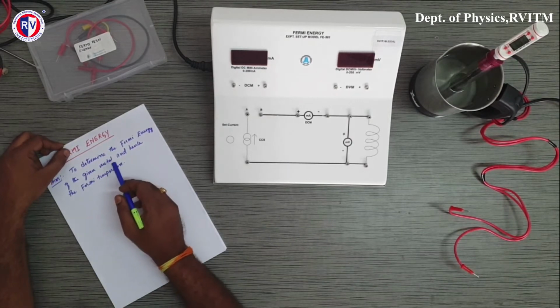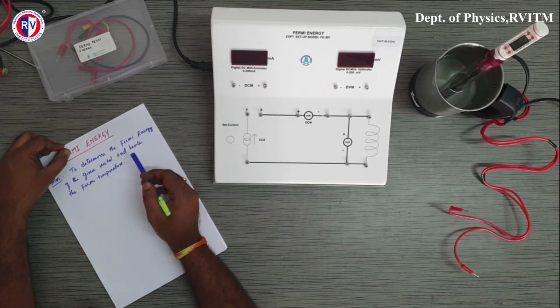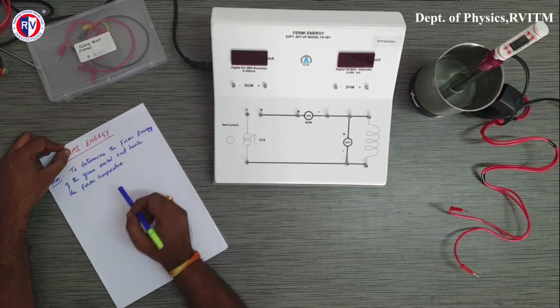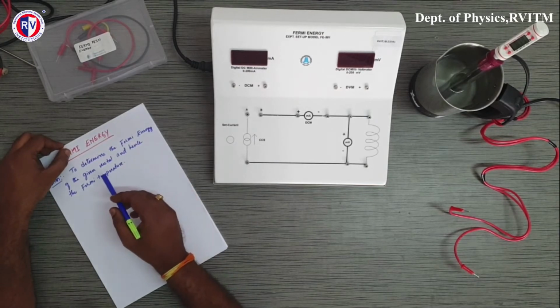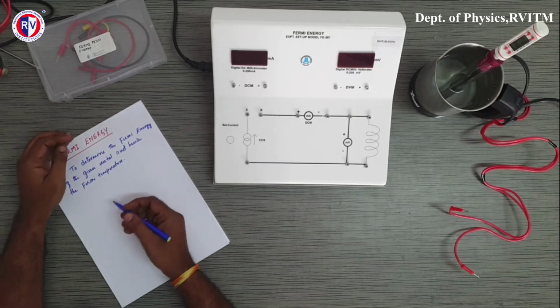Now what is Fermi temperature and what is Fermi energy? First, Fermi energy: it is the highest energy occupied by the electron at absolute 0 Kelvin. So that is called Fermi energy. Let's understand the fundamentals of Fermi energy.